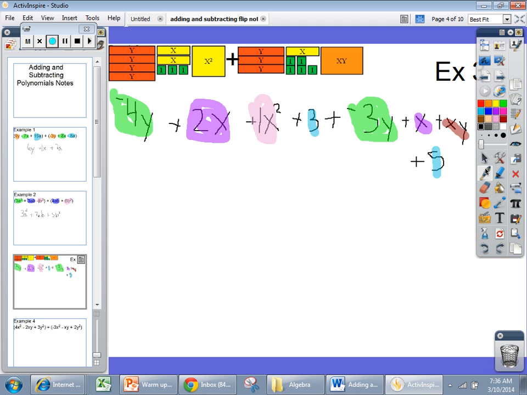All right, now the easy part, let's just write it all together. So we have a negative 4y minus 3 more y is going to give me a negative 7. Good. We have a 2x plus another x is going to give me 3x. Good job. All right, since we don't have any more x squared, just go ahead and write the x squared down. So plus x squared. Oh, that's supposed to be x squared. Hold on, I'll make that better, because that looks bad.